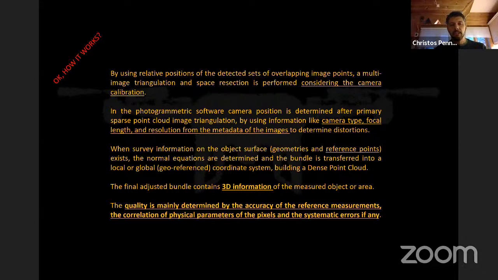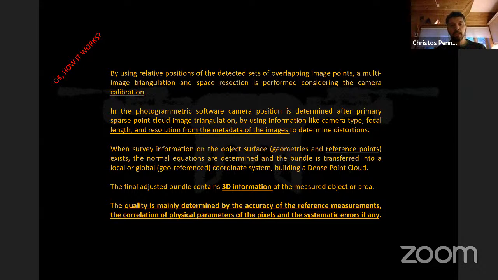In the photogrammetric software, camera position is determined after primary sparse point cloud image triangulation by using information like camera type, focal length, and the resolution from the metadata of the images. And this is done to determine the distortions of each image.